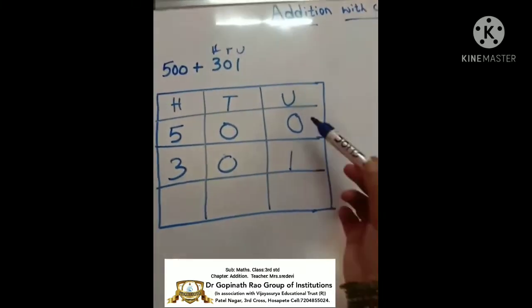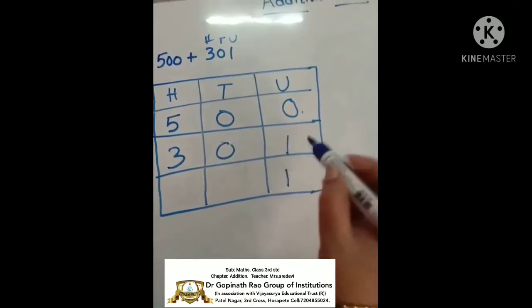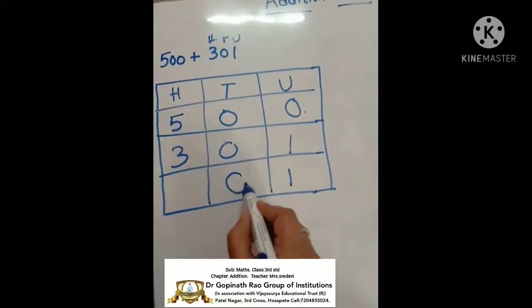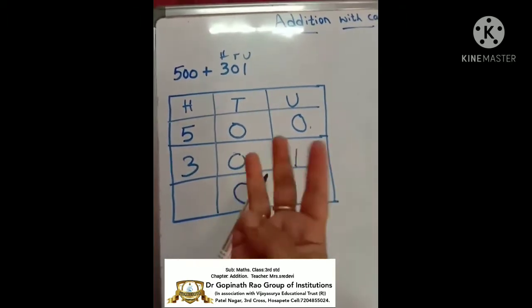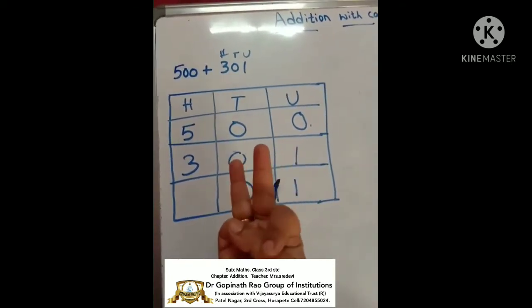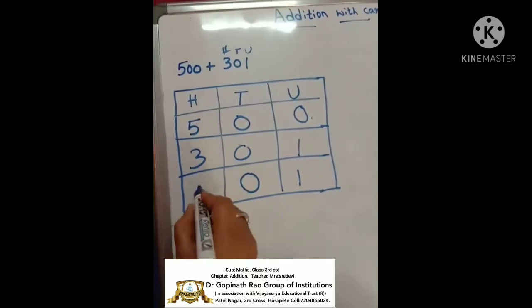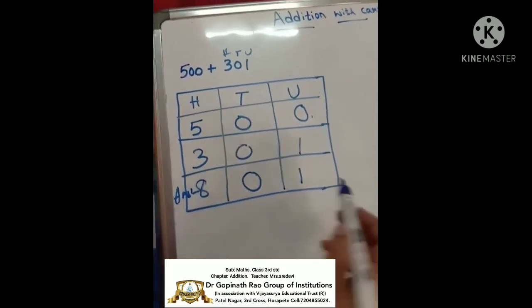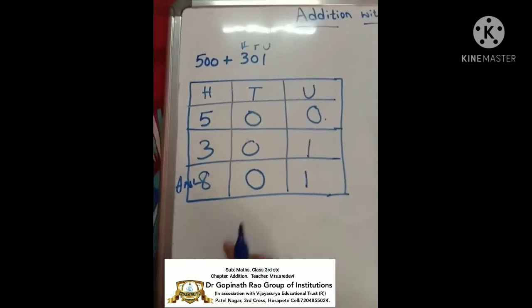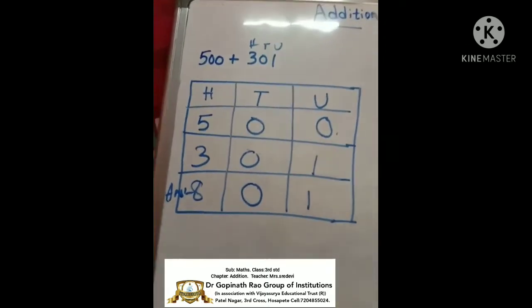So now we'll add. 0 plus 1 is 1, 0 plus 0 is 0, 5 plus 3 is what? 5 in the mind, 3 on finger. After 5, 6, 7, 8. So 8. So the answer is 801. Okay, this is without carrying. So now we'll see with carrying.